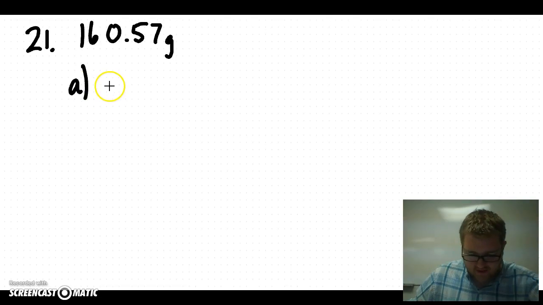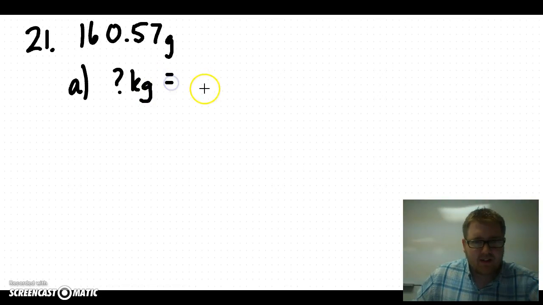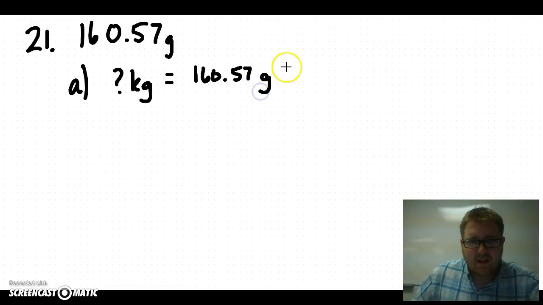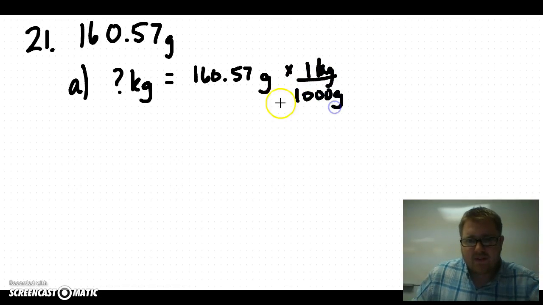Convert 160.57 grams into each of these units. For part A, we want kilograms. So we're wondering how many kilograms it is. We'll take 160.57. A good conversion unit for that would be 1 kilogram over 1,000 grams.